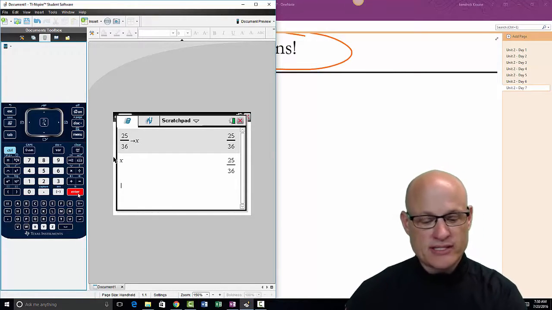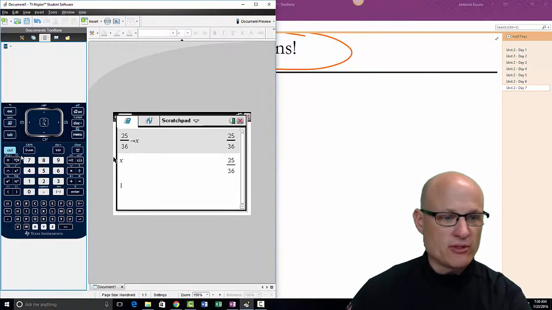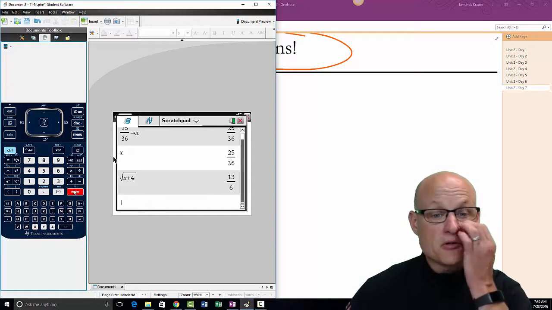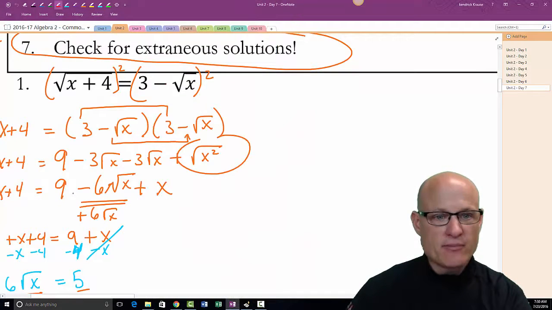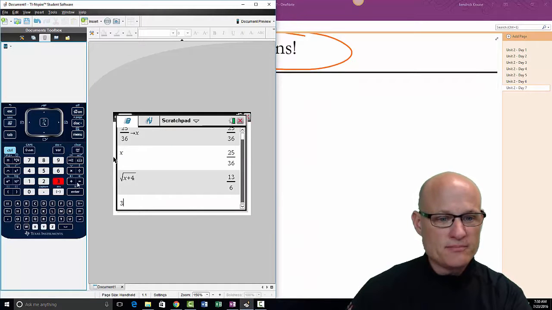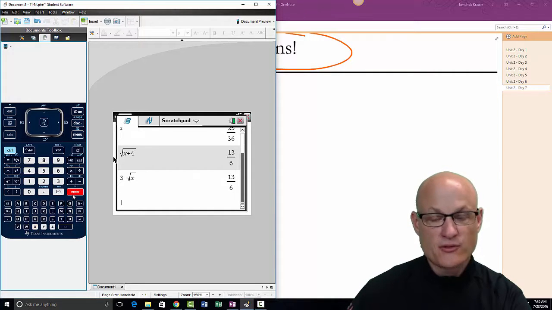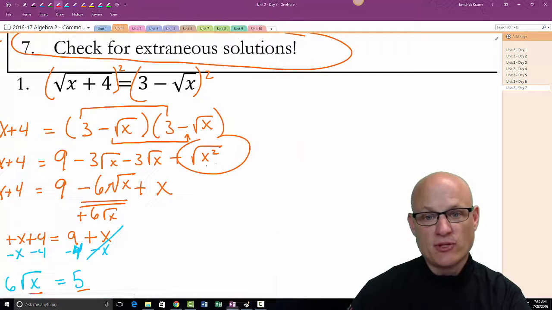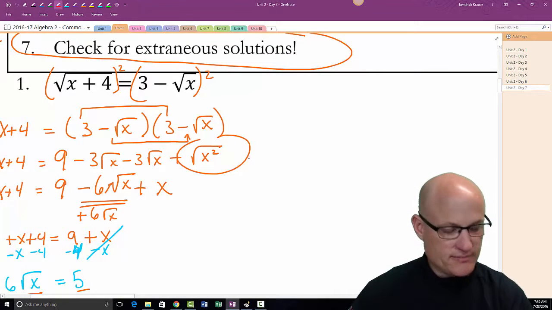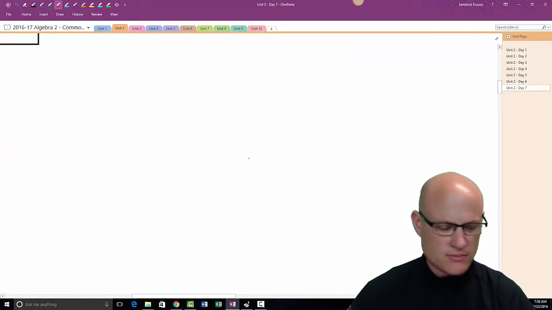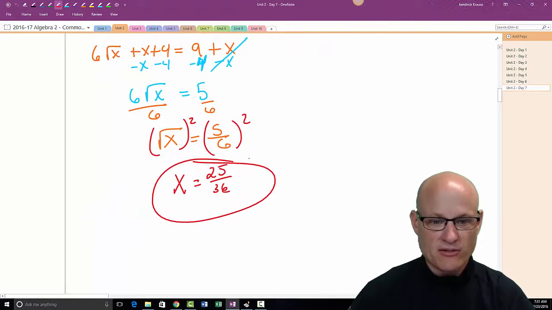So now I'm going to type the left side in, which is the square root of x plus 4. I'm going to get some weird answer, especially if I do that. X, 13 over 6. And then I'm going to do the right side. 3 minus the square root of x. 13 over 6. And as long as those match, I'm good. So I've checked my answer. Perfect. Moving on, kids. Thought there was a problem over here. It isn't. Moving down, kids.